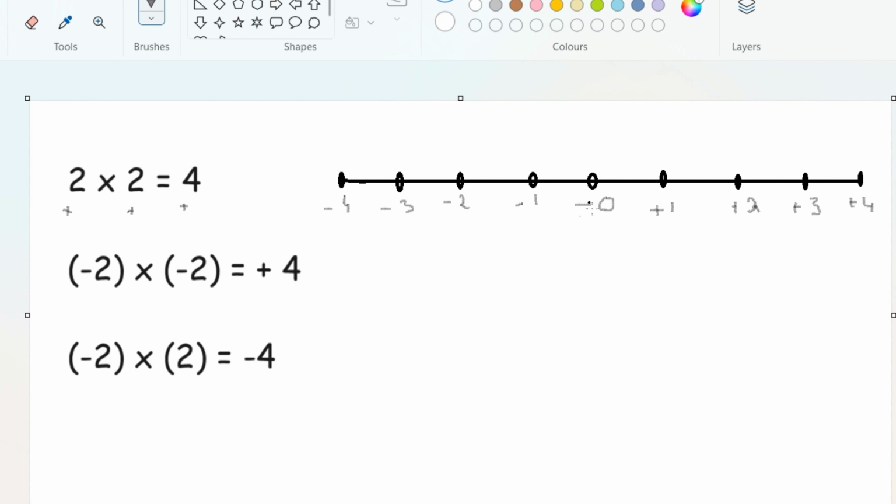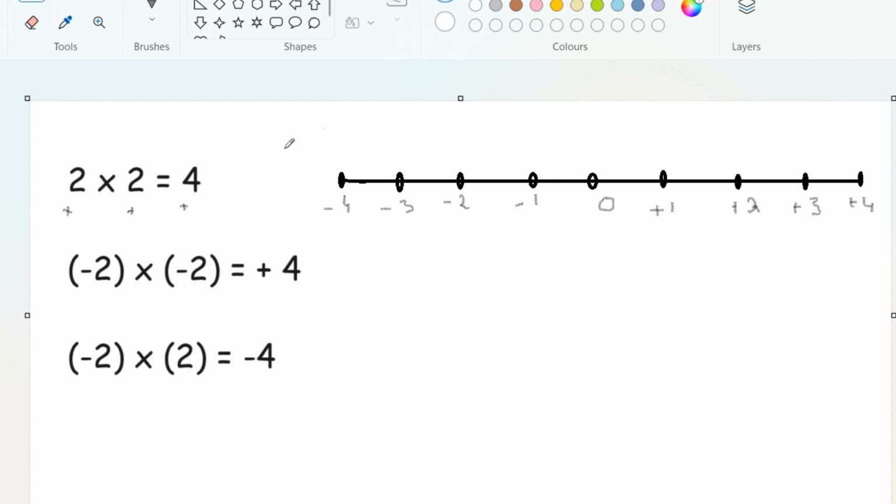So here I have drawn a number line starting from 0, which is neither plus nor minus. So basically 0 is 0, it doesn't have a sign, right? And then on the right hand side of the 0 we have plus 1, plus 2, plus 3, plus 4, like that. And on the left hand side we have minus 1, minus 2, minus 3, minus 4, like that. So for the first one we need to understand this thing.